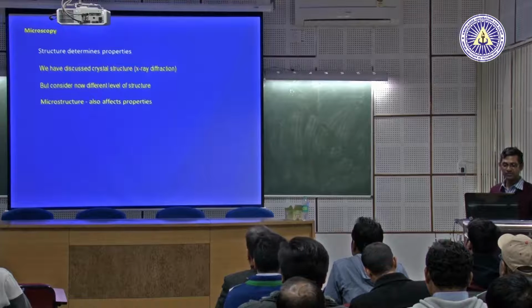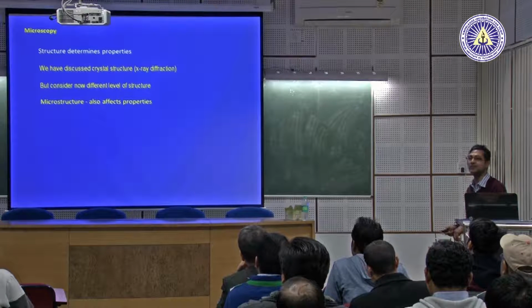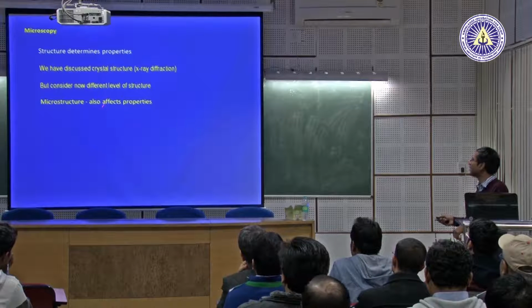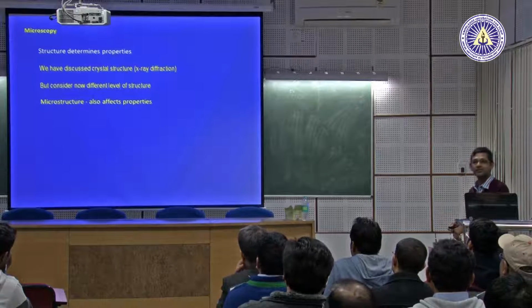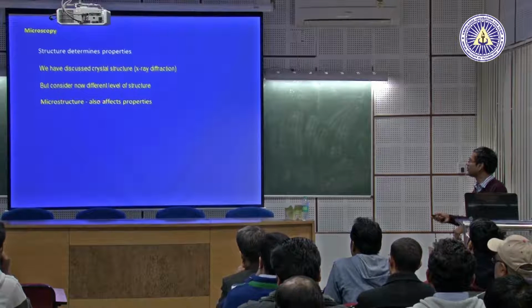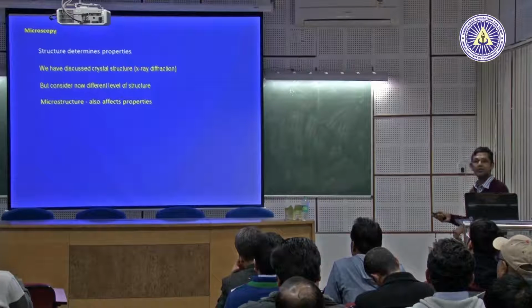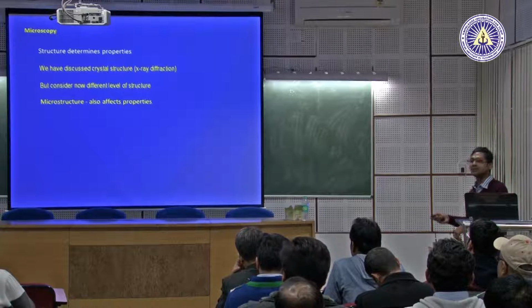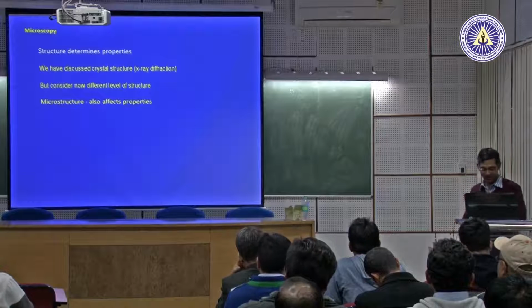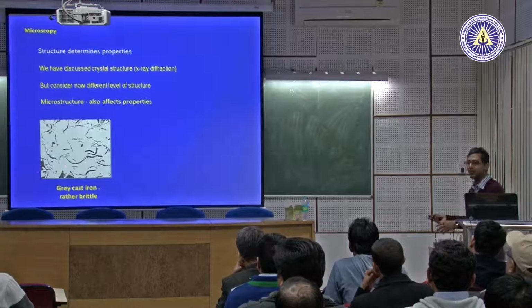But you know, structure has different levels. One is the structure by X-ray diffraction, which gives you crystal structure information. The other one is the microstructure. It is important to know that the microstructure also affects properties. So one is the crystal structure, which affects properties. The other one is the distribution of different things in the material. Let me give a simple example, all of you should know this.